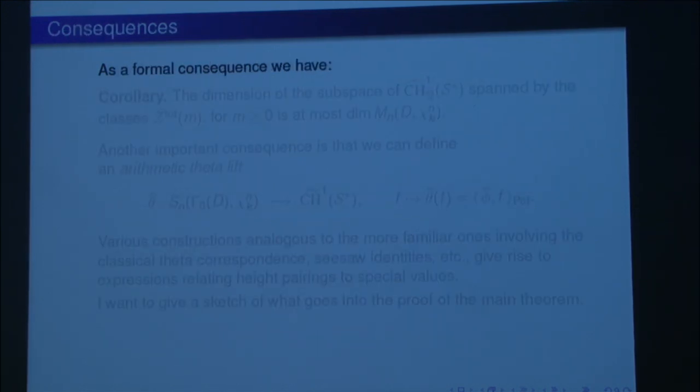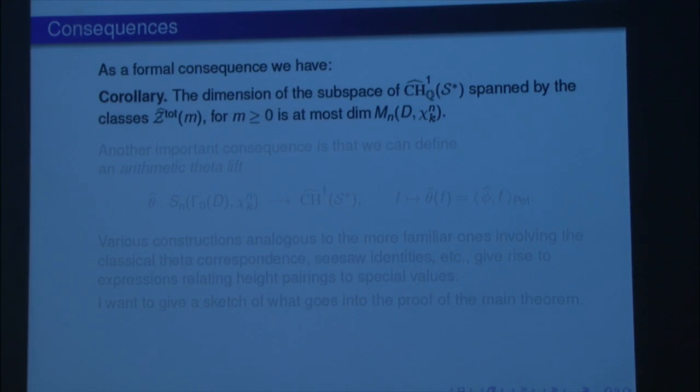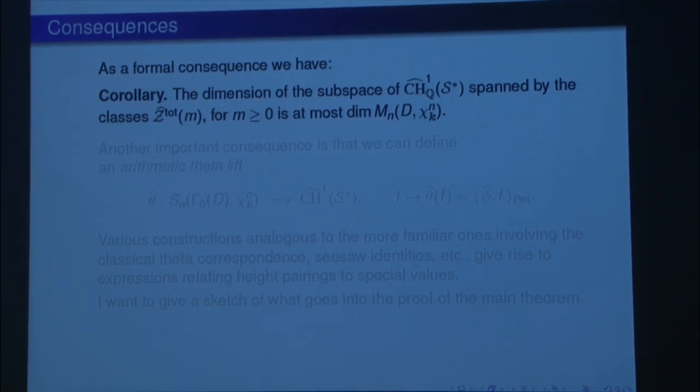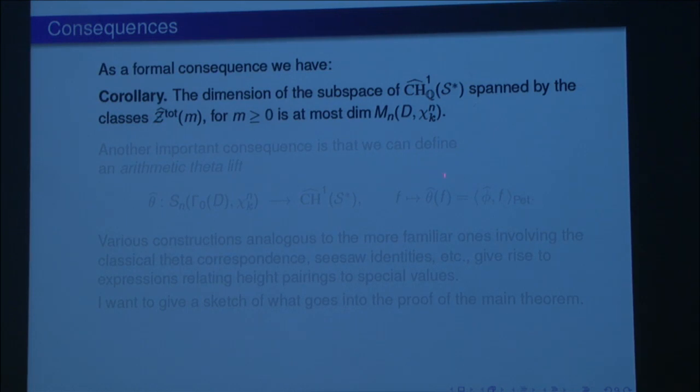Okay, and so as a formal consequence of that, what you get are a couple things. One is that if you take the subspace of this Chow group spanned by these classes, it has dimension at most equal to the dimension of modular forms like this. So regardless of the fact that this space could be absolutely enormous, when you have some very specific classes you get some bound on this because of just the fact that it's modular, okay? That's somehow the number of degrees of freedom in the coefficients of a modular form.